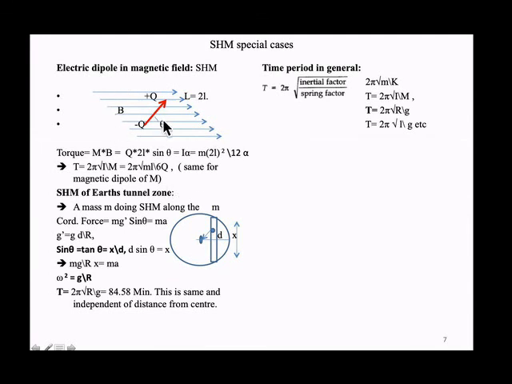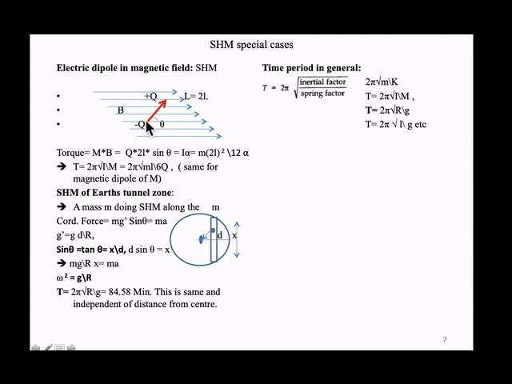Now you see that there is an electric dipole, plus Q minus Q, in an external field. If I give a small theta oscillation, what is the time period of this oscillation? So what is the torque acting? M cross B. M is Q into 2L. M is the dipole moment, Q into 2L. So M cross B is equal to Q 2L sin theta, which is equal to I alpha.